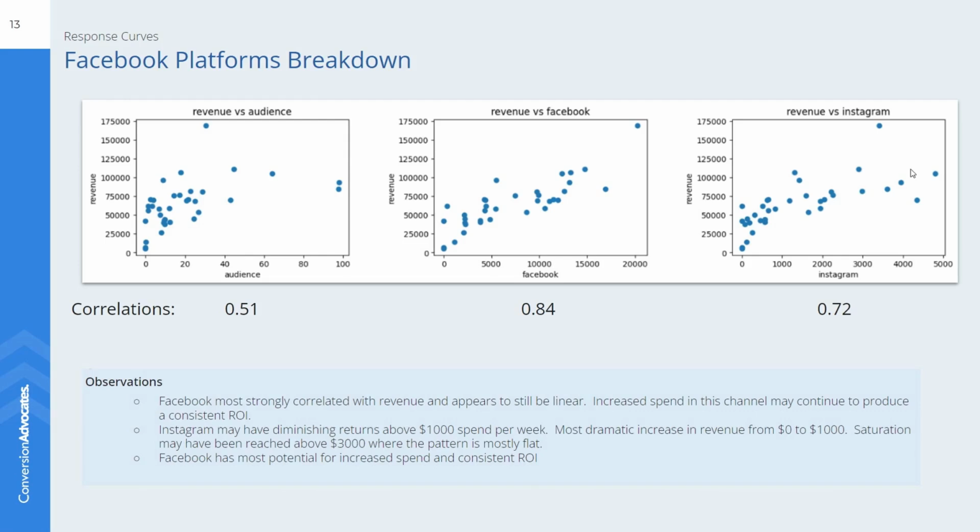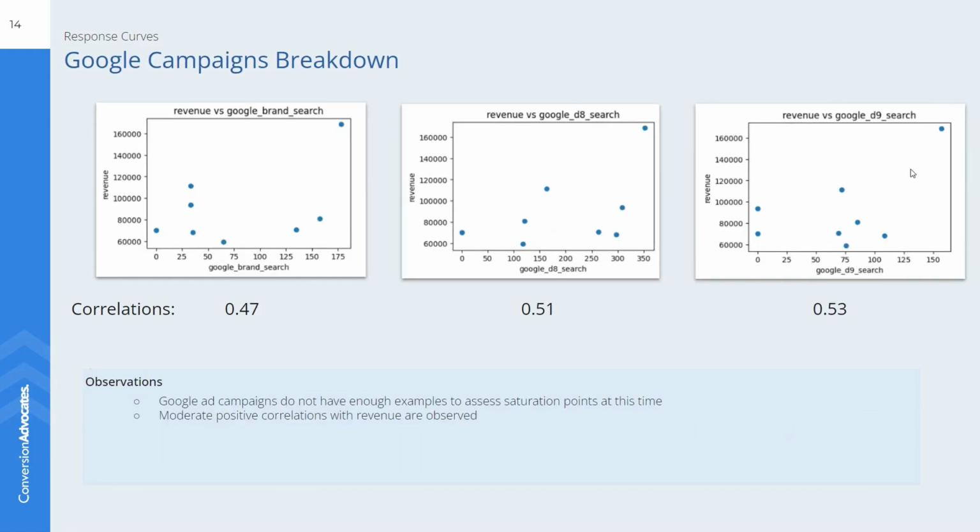So Instagram is the one where I would say they may have reached a saturation point, or perhaps their strategy is not working and they could rethink what they're doing. And that was the client's feedback as well. They had some ideas on why it might not be working and they're going to revisit that channel. We can do the same for Google Ads. However, during these time periods, we don't have enough data, so the breakdown really isn't meaningful, but I still wanted to include these charts to help us understand, well, what can we look at again in the future as we collect more data.